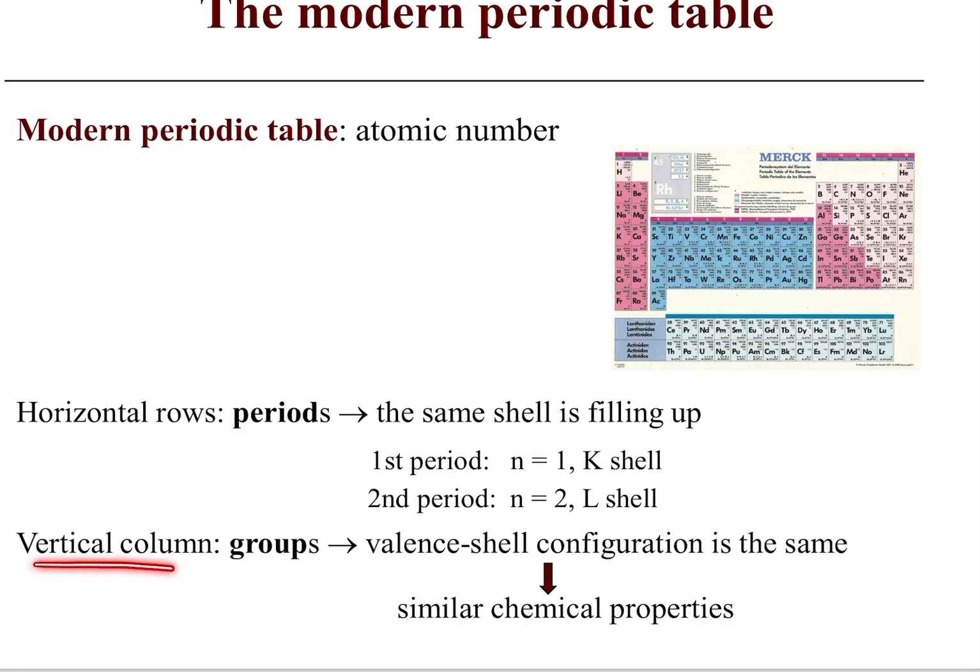In a vertical column, or group, the valence shell configuration is the same. Valence shell is the last subshell or last shell where electrons are filling. It gives similar chemical properties. For example, the first group, second group, and we can continue from left to right.